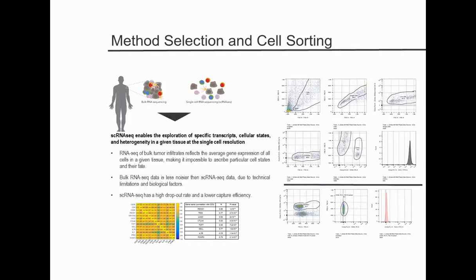So when we use bulk RNA-seq data, and that's, I think, one of the main limitations, you will see transcripts that belong to a specific cell if this cell is highly abundant within the tumor.